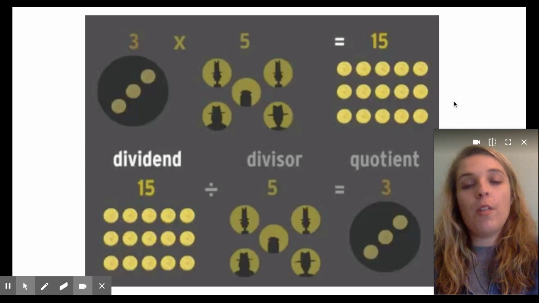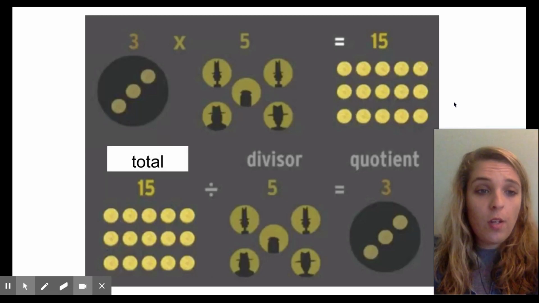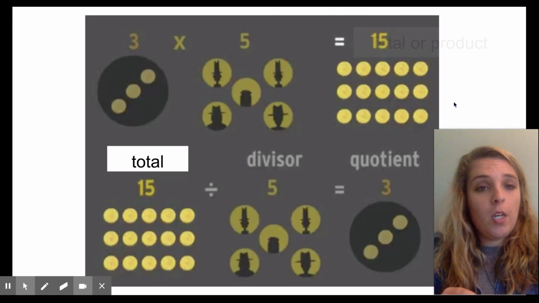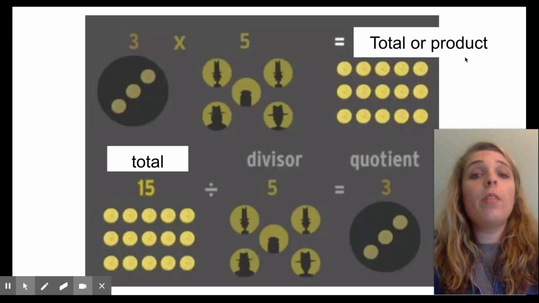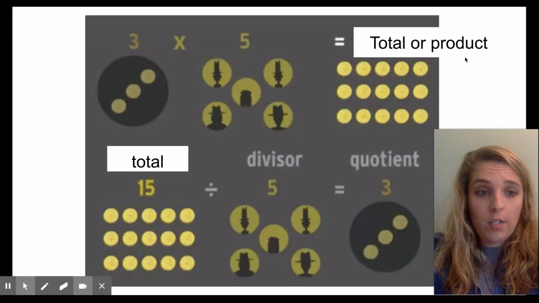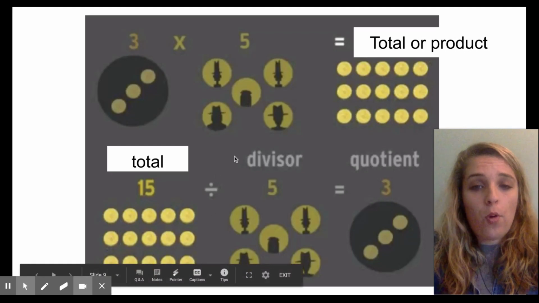So we know that as total. We know that another time we use the word total is when we're talking about the amount we have all together for a multiplication equation. So we know that our total or our product is the same thing. So in this case, when he was showing you how we can use multiplication to check or even to solve our division equations, we know that our total or our products have to be the same.